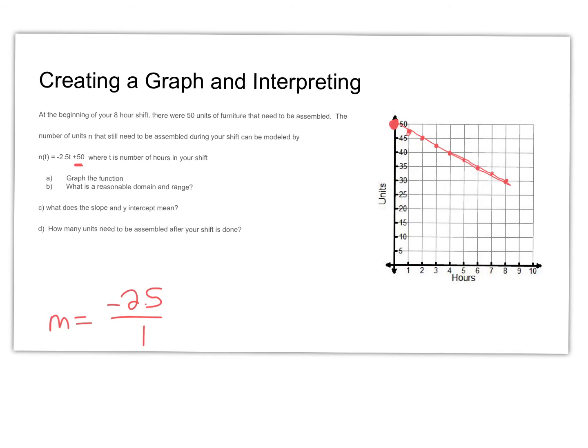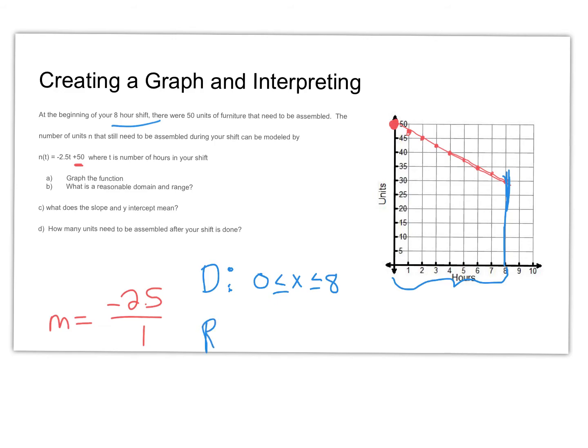Now, I asked you to identify a reasonable domain and range. So domain, remember, are our x values. So looking at what I'm seeing here, what's a reasonable domain? Well, it said we work an 8-hour shift. So our domain is going to be from 0 to 8 hours, between 0 and 8, because we work an 8-hour shift. Here's your whole work shift right there, 8 hours. And that's why I stopped here, because I'm not working overtime. I am only working 8 hours.